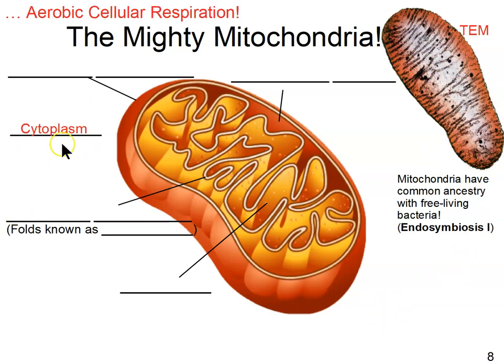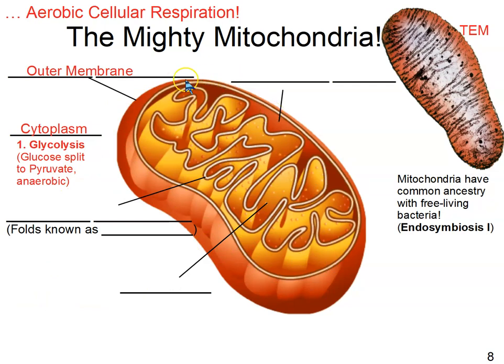So remember that out in the cytoplasm, here we are outside the mitochondria in the cytoplasm, and that's where glycolysis takes place, right? So glucose is split to pyruvate, and that's an anaerobic process, does not require oxygen. Everything that happens in the mitochondria requires oxygen.